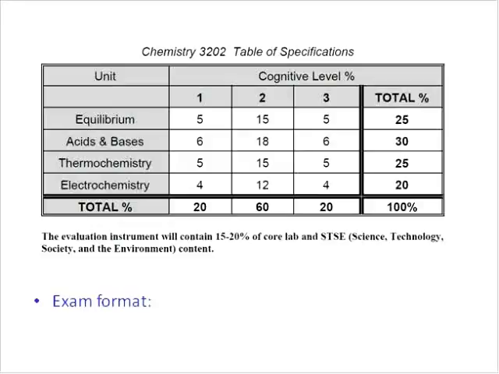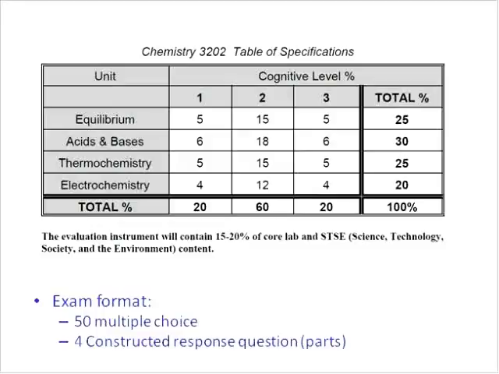Okay. The exam format, like most public exams, consists of 50 multiple choice, all right, evenly distributed throughout the different levels. So you're going to have almost the same number of multiple choice from each section, a few more from acids and bases, and a couple less from the electrochemistry.